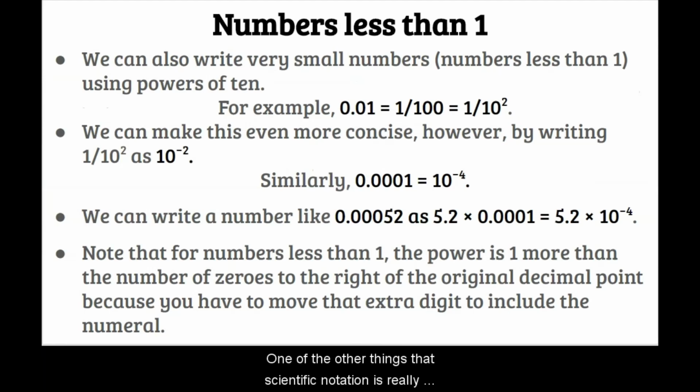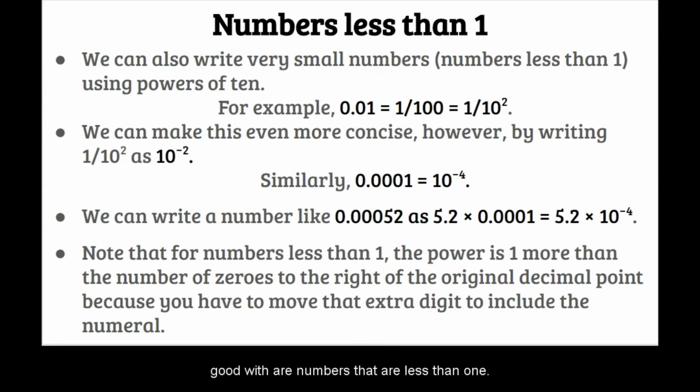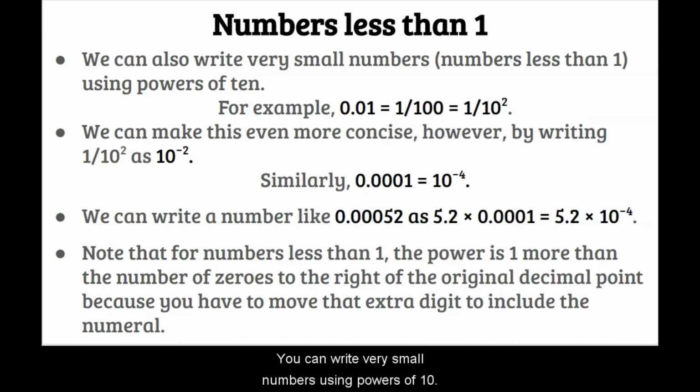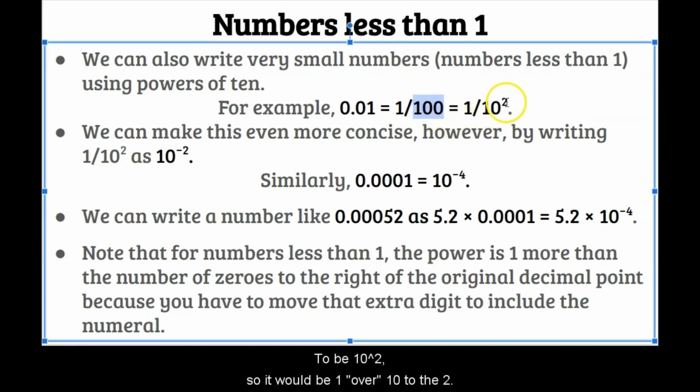Now, one of the other things that scientific notation is really good with are numbers that are less than 1. You can write very small numbers using powers of 10. So, for example, if you have 0.01, you could say that as 1/100th, and you can change that 100 to be 10 to the 2. And so it would be 1 over 10 to the 2.